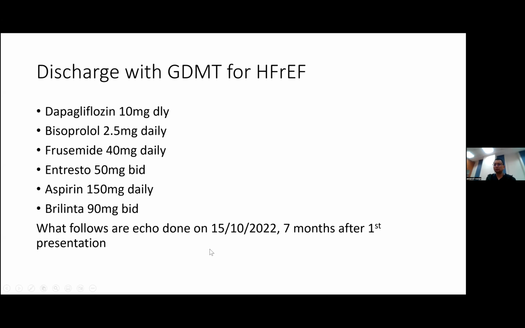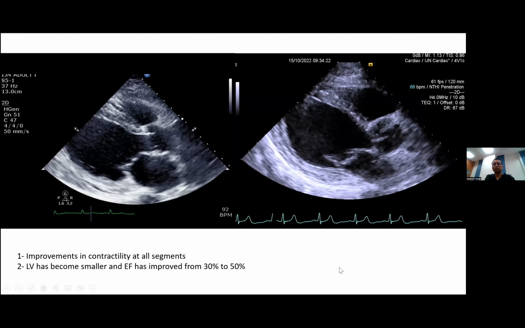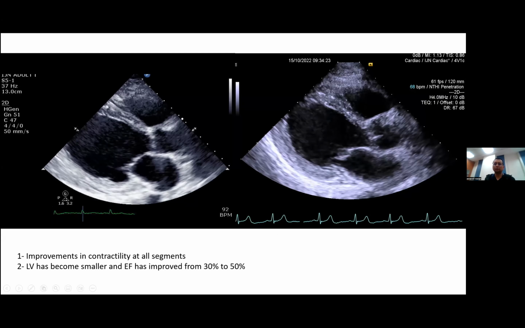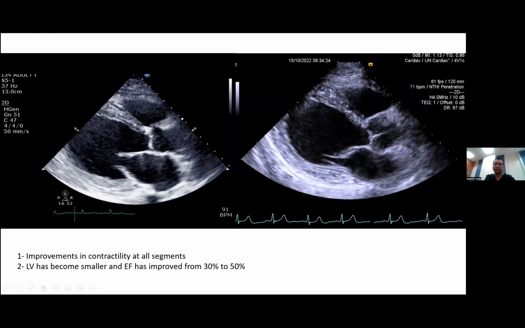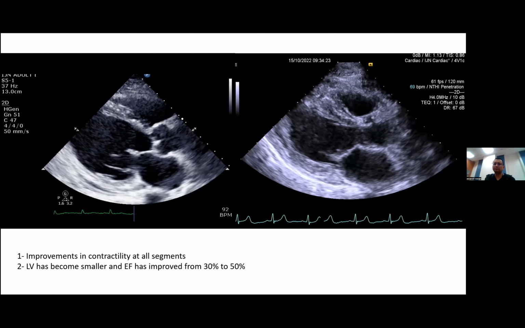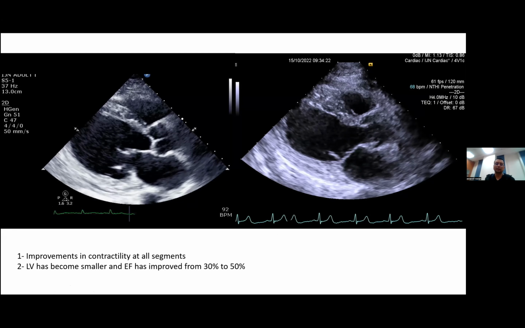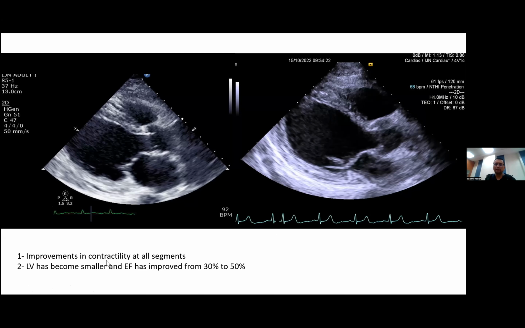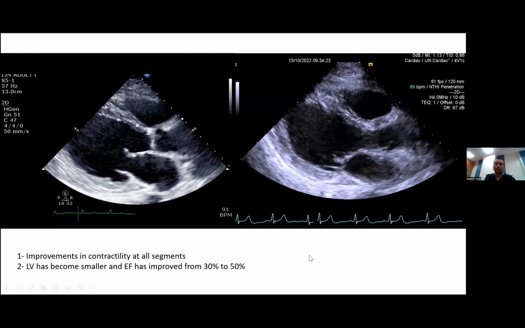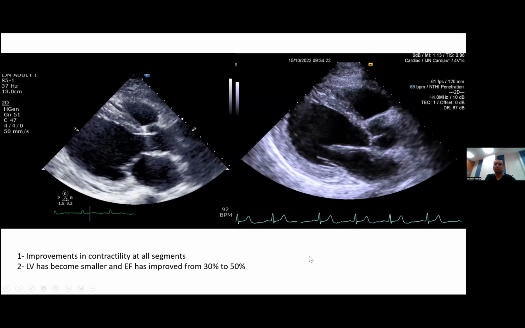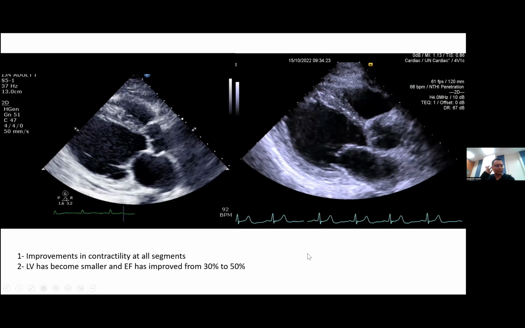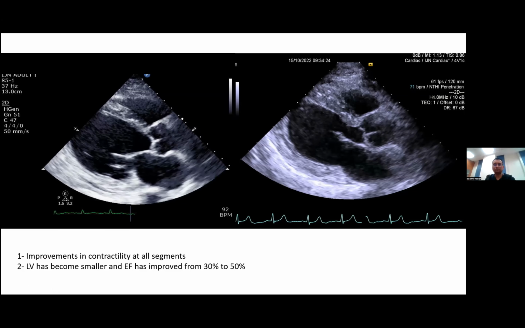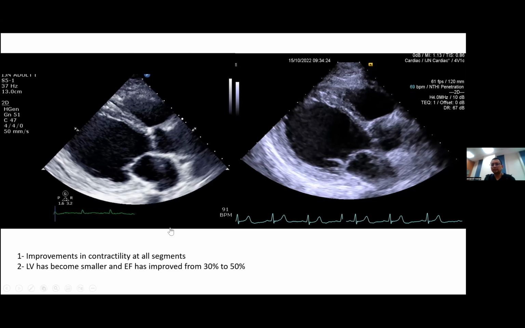So what followed after I did the procedure was an echo done on the 15th of October 2022, which is 7 months after the patient's first presentation. Basically, I wanted to show you how we track, in this case, the improvement in the patient's LV function, not only after we do the procedure. The procedure is important, but one thing that is more important, in my personal opinion, is the guideline-directed medical therapy.